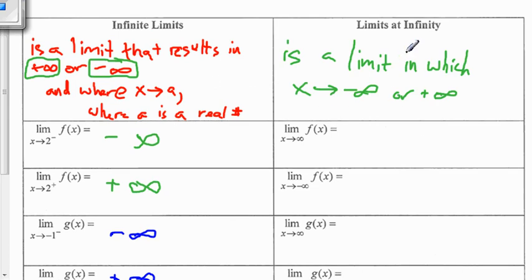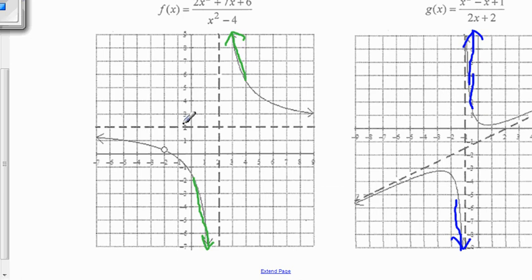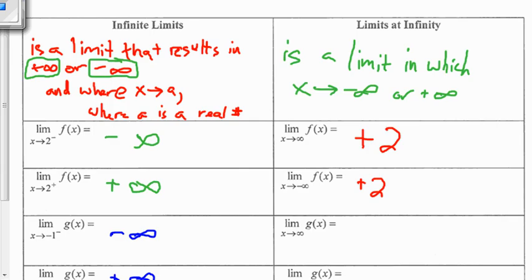Next we're looking at limits at infinity, and a limit at infinity is a limit in which x approaches negative infinity or positive infinity. So let's look at the two examples we have here. For the first example, f of x, as I keep going towards positive infinity, I'm going to keep getting closer and closer to 2. As I approach negative infinity, once again, I'm going to get closer and closer to 2. So for f of x, as x approaches infinity, the function approaches 2. As x approaches negative infinity, the function approaches 2.